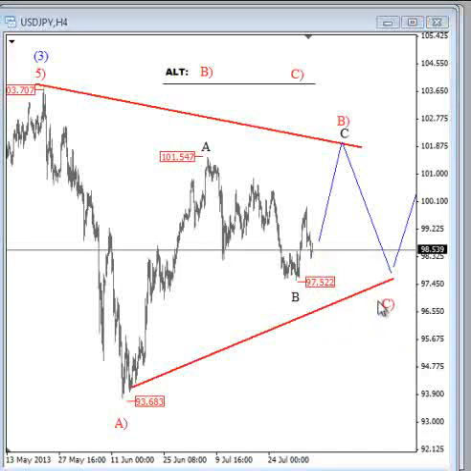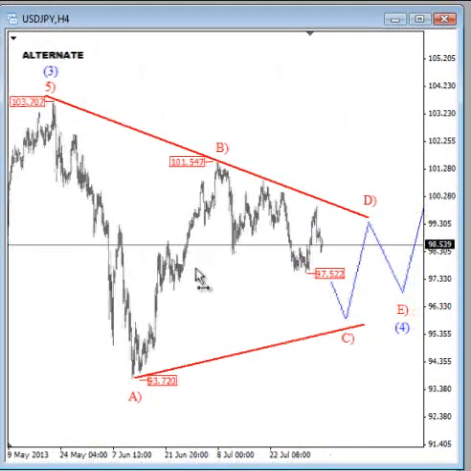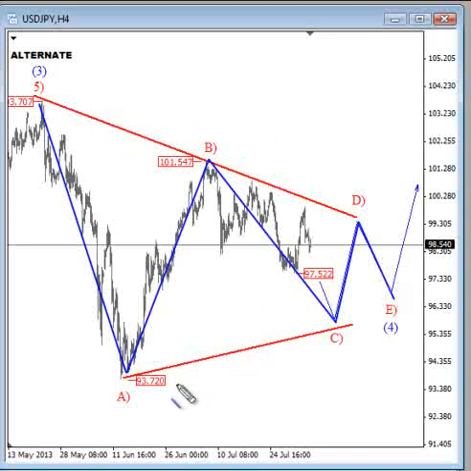Now let me check this alternate count for better understanding. You can see here that I labeled this wave A down, wave B, and now we could be moving deeper down into wave C. But in either case, I think that we have a few more days, if not weeks, to go sideways here before we will see a break to the upside. But I'm bullish as long as the market is trading above 93.70.